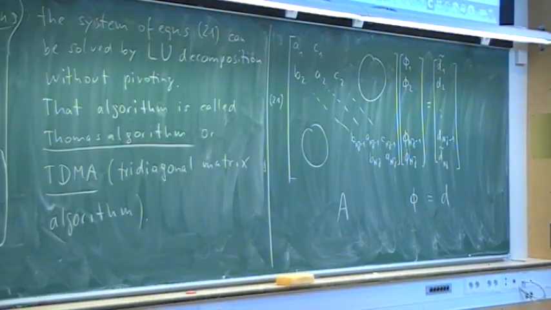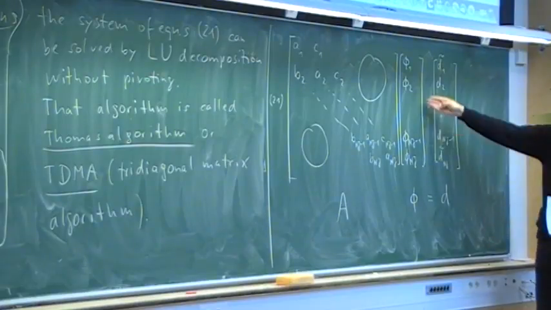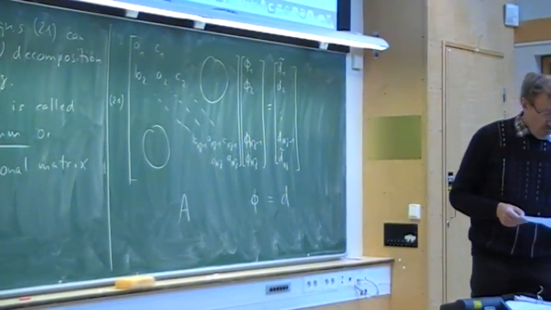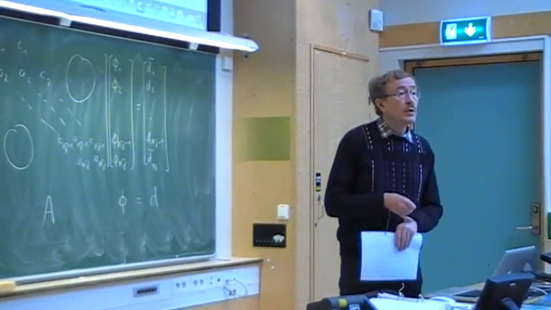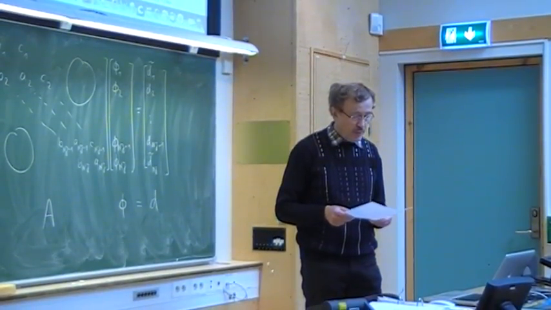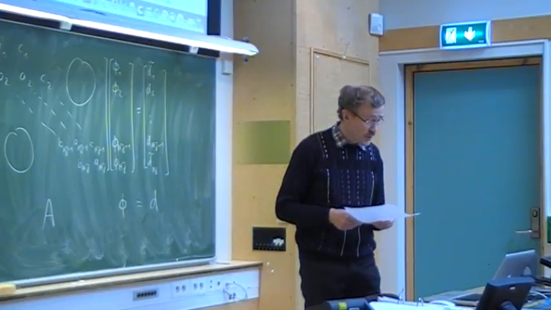So then we proceed. And well, if we have done that, we have solved the problem. Because when we solve this by the Thomas algorithm, then we have this vector, and then we know the solution. That's it. So what we want to do now is to look into other cases where we have different boundary conditions. That is Neumann boundary conditions.